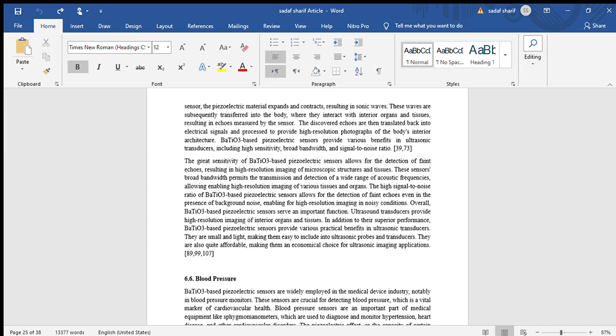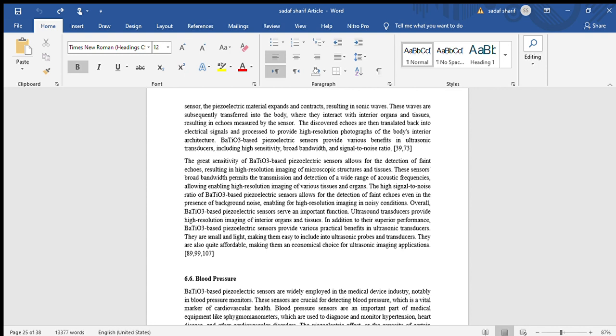of the body's interior architecture. Barium titanate based piezoelectric sensors provide various benefits in ultrasonic transducers. The great sensitivity of barium titanate based piezoelectric sensors allows for detection of faint echoes, resulting in high resolution imaging of microscopic structures and tissues. These sensors' broad bandwidth permits the transmission and detection of a wide range of acoustic frequencies, enabling high resolution imaging of various tissues and organs.